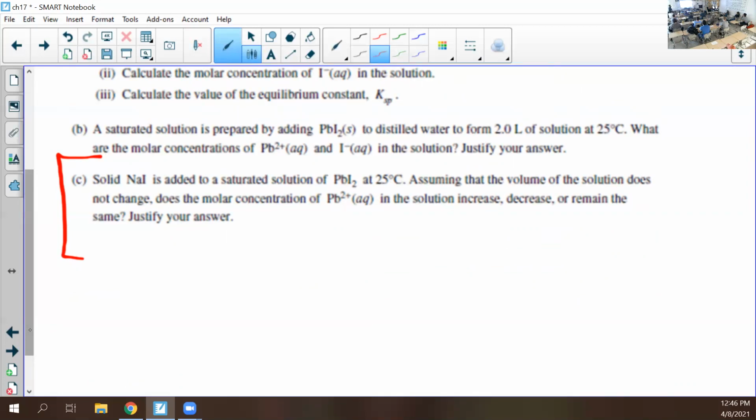So part C, you have this in your notes somewhere. It said a solid NaI is added to the saturated solution of PbI2, assuming the volume does not change. They'll always say that just because there'll be someone like Tolman that's extremely detail oriented and says, well, the volume went up. Well, it says it didn't. So assuming the volume doesn't change, does the molar concentration of Pb2+ in the solution increase, decrease, or remain the same? Tell your partner real fast.